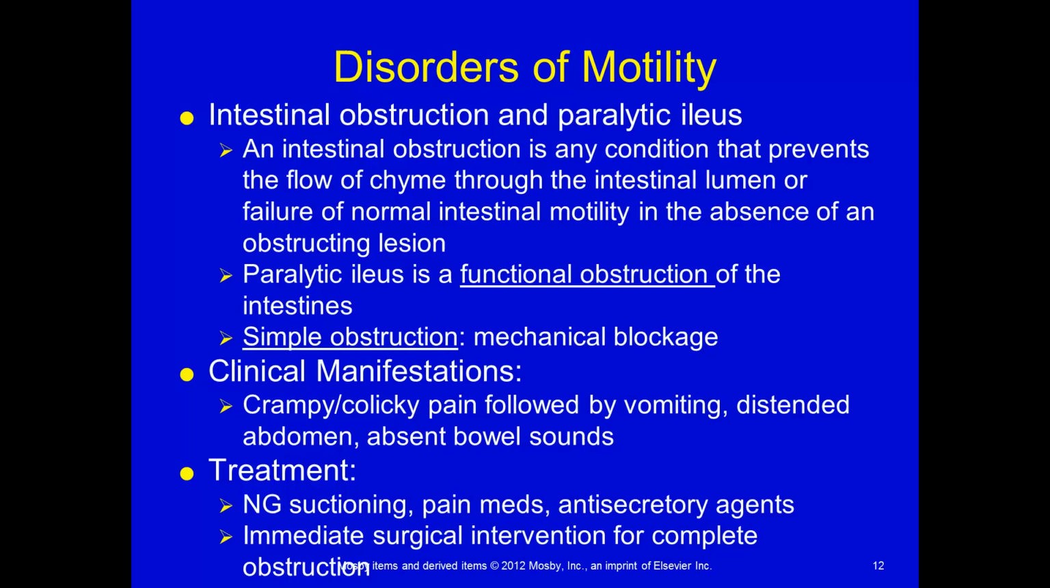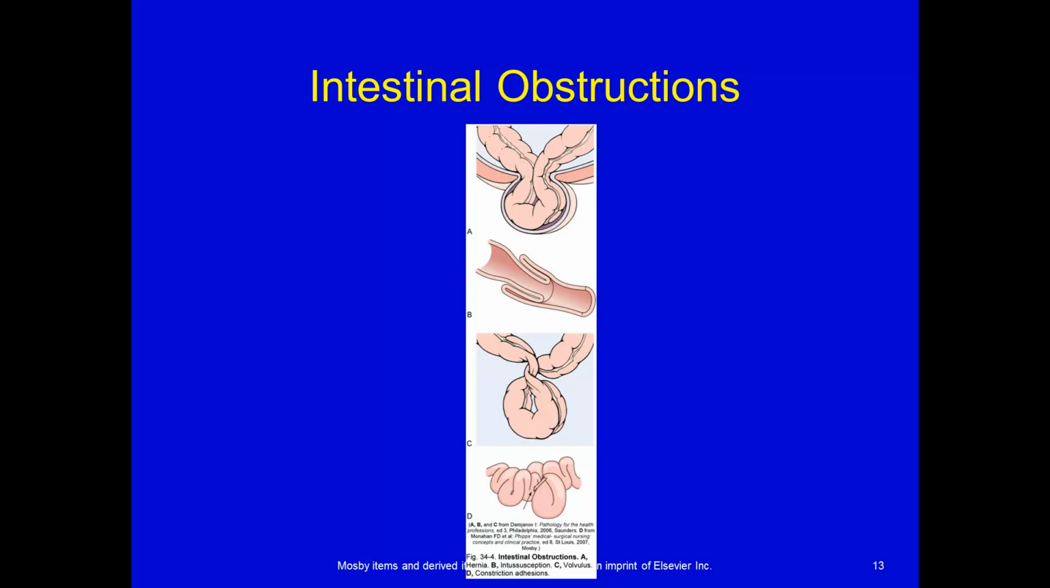So oftentimes, depending on the degree of what's causing the obstruction, immediate surgical intervention is needed for those complete obstructions. And again, here is that image that I mentioned of the different types of intestinal obstructions. This is indeed a hernia, bowel coming out through the peritoneal membrane. B is something called intussusception.